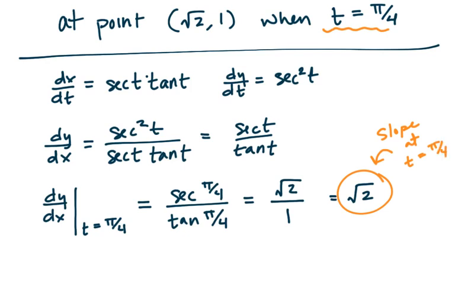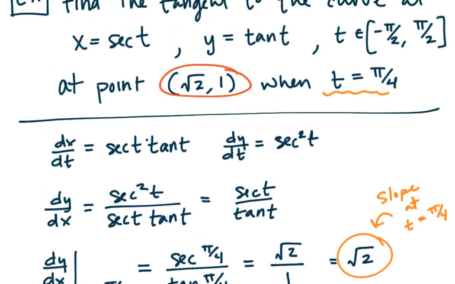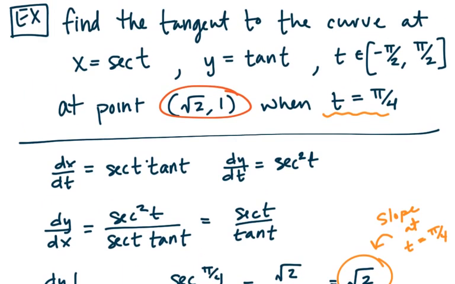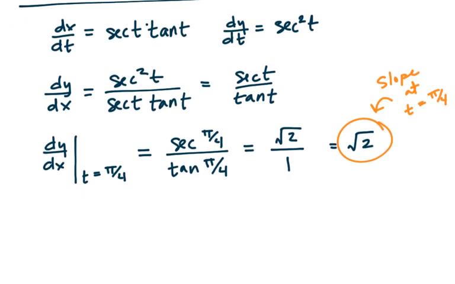So the point that we are considering, root 2, 1, was given. But if that hadn't been given, I could easily have calculated that point by plugging pi over 4 into t. That would give me my y value, 1, and pi over 4 into secant would give me my x value, root 2. Okay, so we have an ordered pair, root 2, 1, and we have a slope.